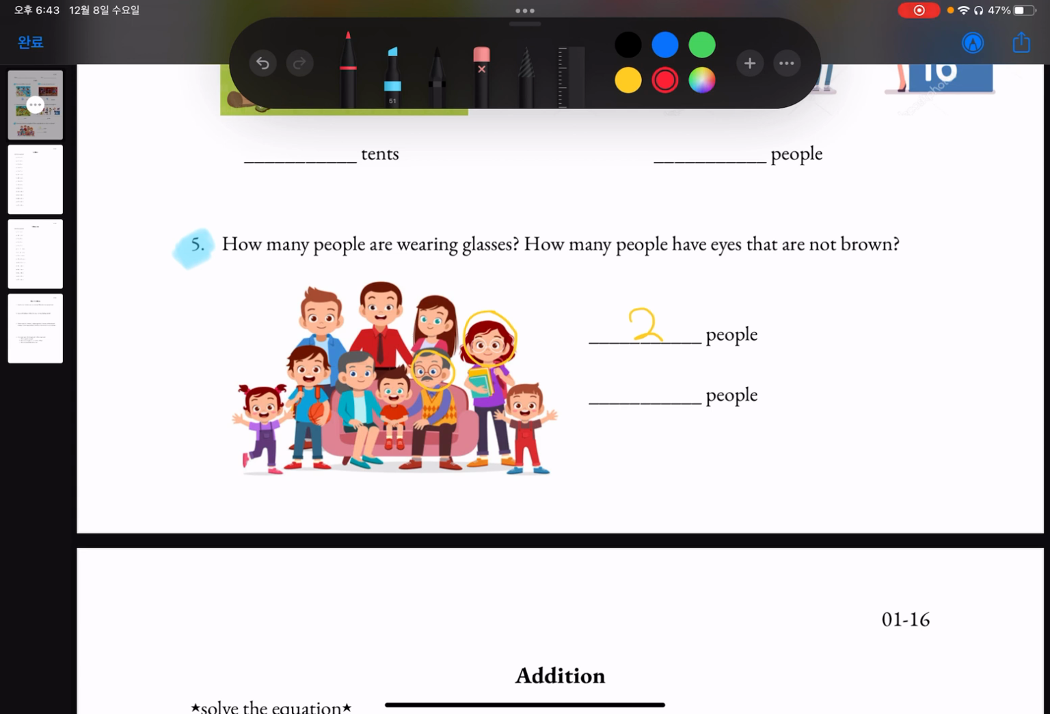And for the next part, people that have eyes that are not brown. So when you look at this family picture, you see that there is 1 person, 2, 3, and 4 that are not brown eyes. So you'll say that 4 people don't have brown eyes.